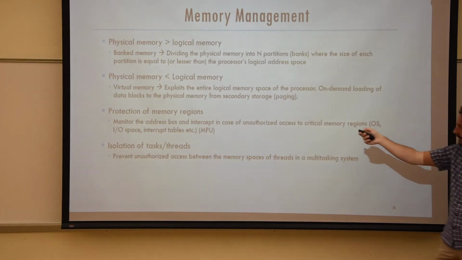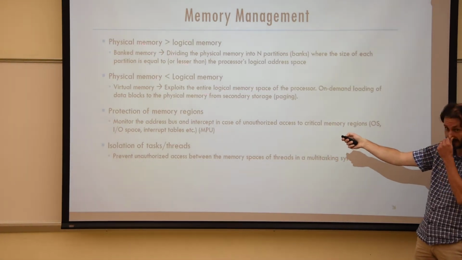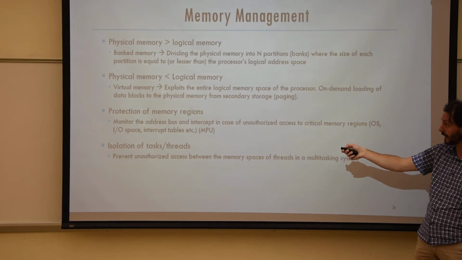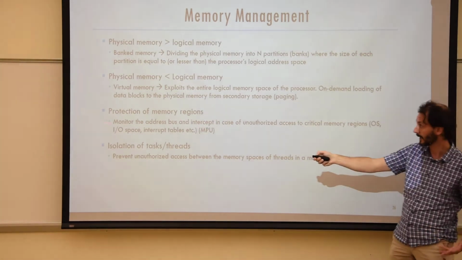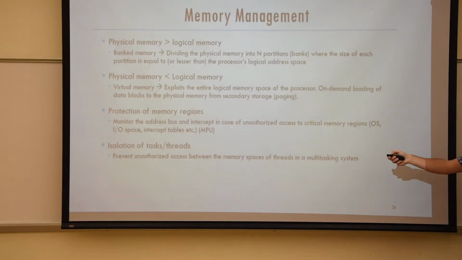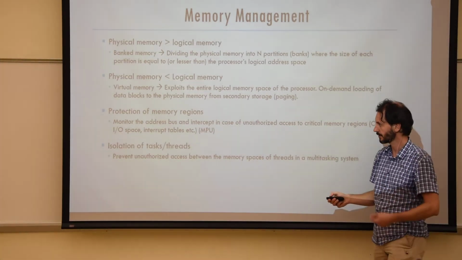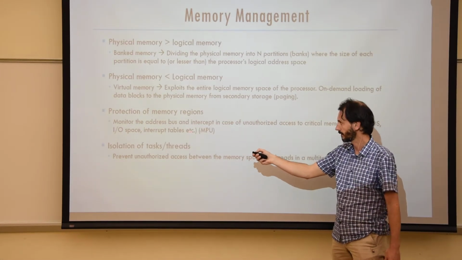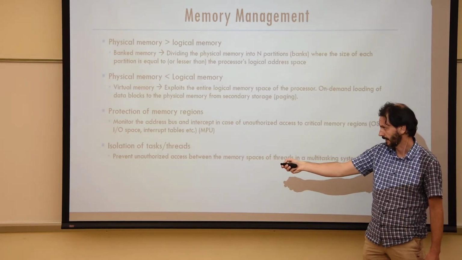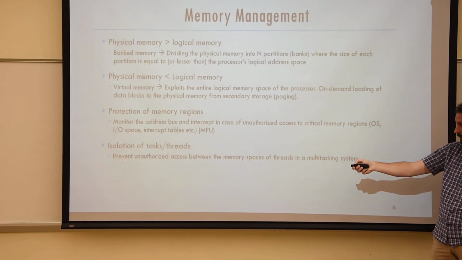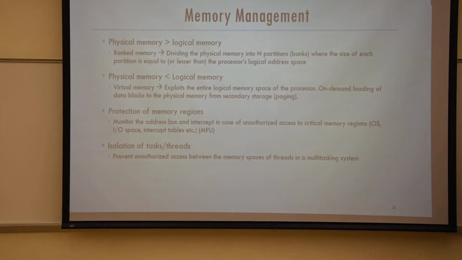Now, besides just managing the logical to physical address translation, you will also be interested in protection of memory regions. So you want to figure out whether someone else is trying to get to the memory who should not be going there. You want to manage that. There's maybe other kinds of things like encryption, like verifying that it was not tampered with. You want isolation of tasks and threads, which implies that you need to prevent unauthorized access between the memory spaces of the threads in a multitasking system. So there's a bunch more things that you want to think about.